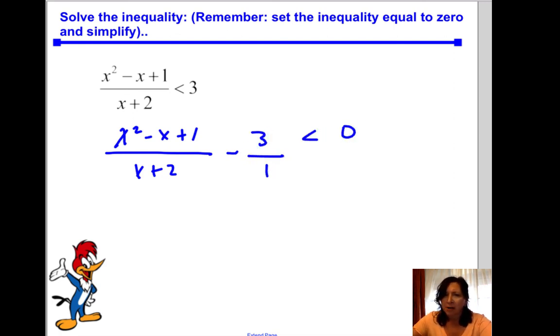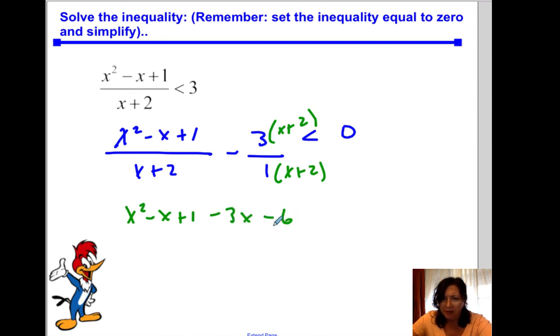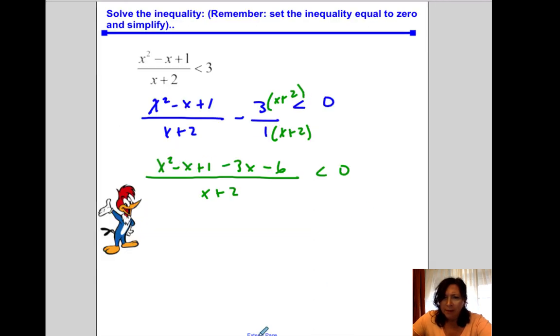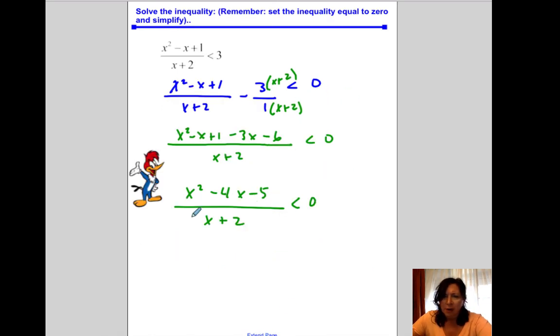We need a common denominator, so I'm going to multiply by x plus 2 over x plus 2. And so I'm going to get x squared minus x plus 1. Now see this negative? I'm going to distribute minus 3x minus 6 over x plus 2 less than 0. And so we're going to get x squared minus 4x minus 5 all over x plus 2 less than 0. I need to factor. This is going to be x minus 5 times x plus 1 over x plus 2 less than 0.